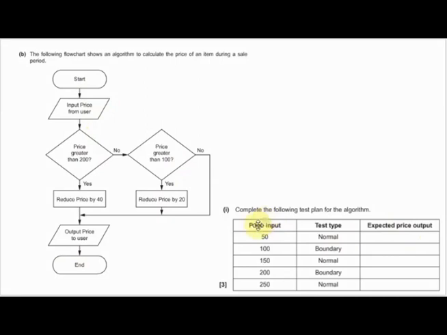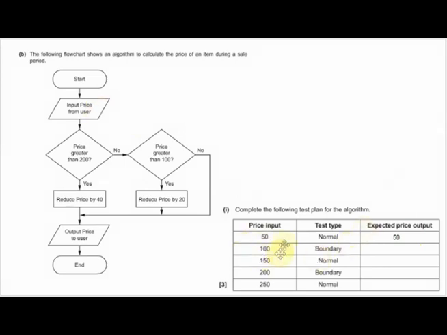So if it was 50, then we actually walk through the flowchart. Is it greater than 200? No. Is it greater than 100? No. So we go down here and we're outputting, and we haven't made any changes to price. And so in this case, we are outputting 50. Nothing has changed to that price.